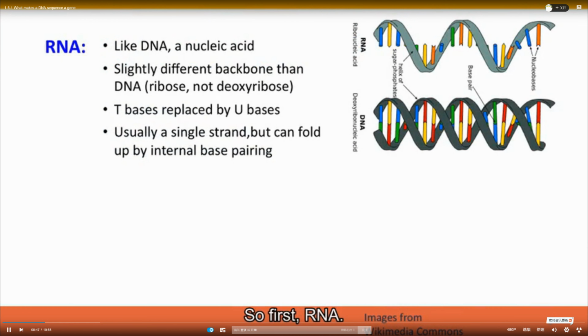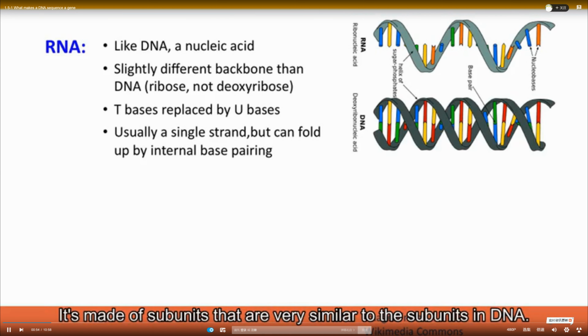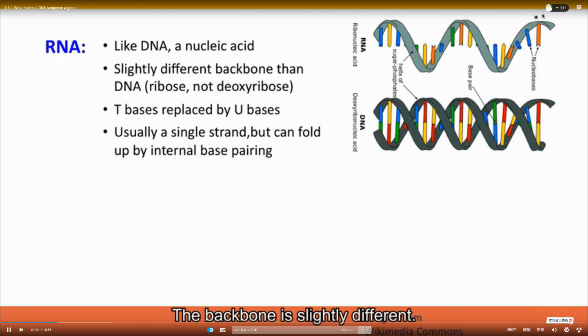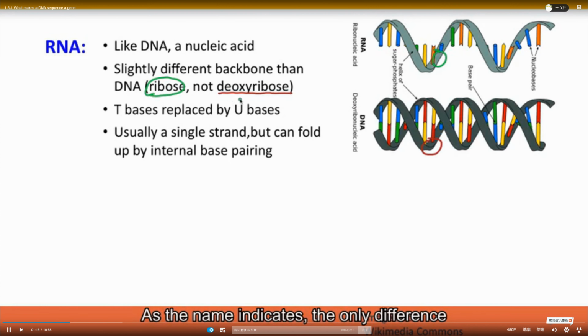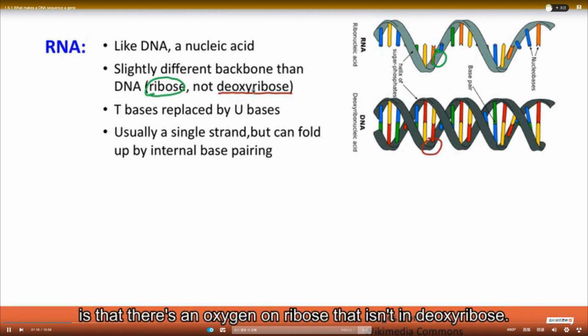So first, RNA. RNA is, like DNA, a nucleic acid. It's made of subunits that are very similar to the subunits in DNA. The backbone is slightly different. The backbone of DNA is deoxyribose. The backbone of RNA is a molecule called ribose. As the name indicates, the only difference is that there's an oxygen on ribose that isn't in deoxyribose.